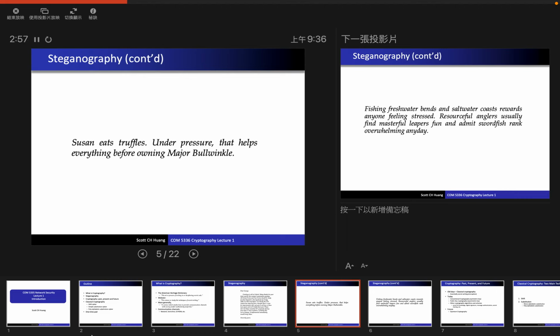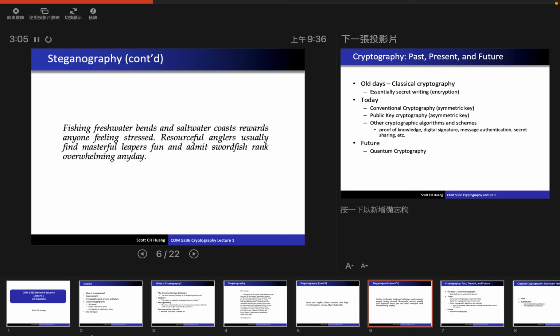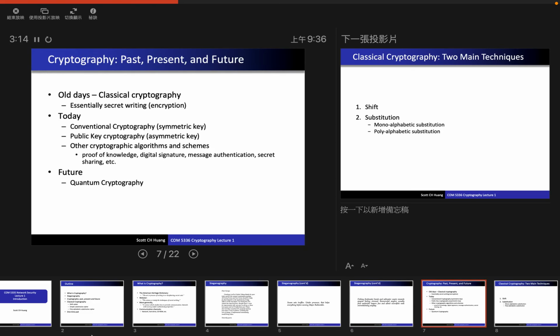Another example. You guys just take a look. So this is from the old days. Secret writing. So it's kind of like encryption.